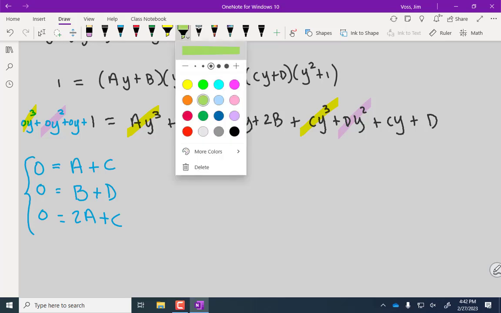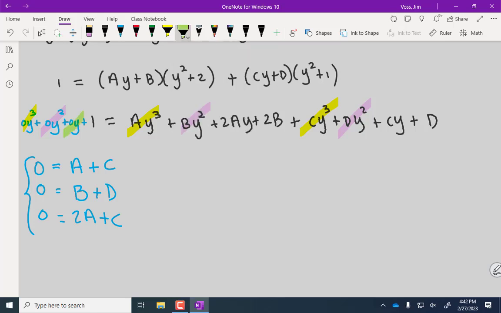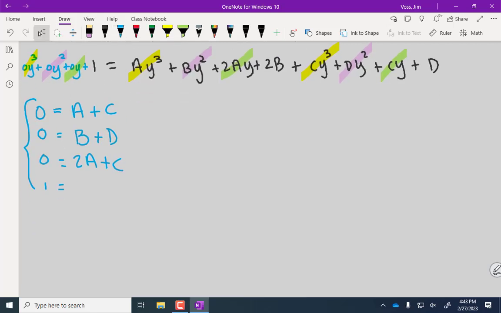All right. So the y's are now gone, and all we're left with is a constant. The constant on the left is 1. The constant on the right looks like 2B plus D. All right. So now we solve that system. What we notice is that equation 1 and equation 3 have the same letters, and equation 2 and equation 4, so we'll pair them off.